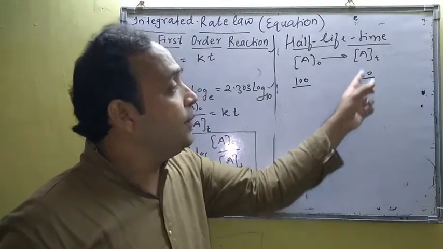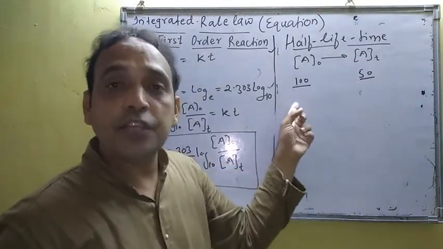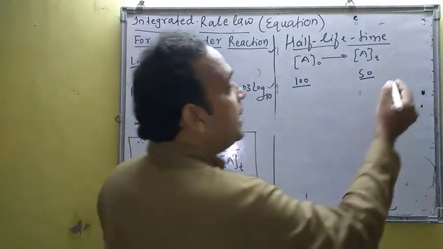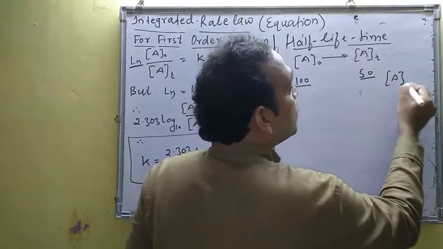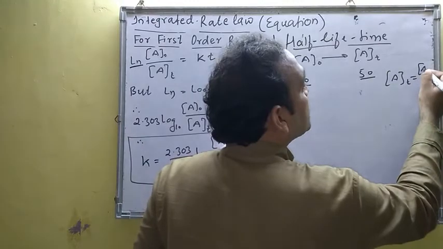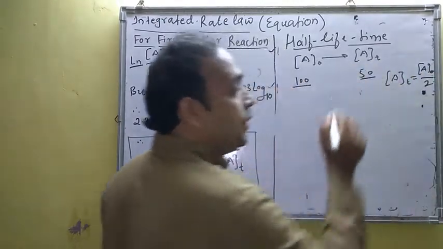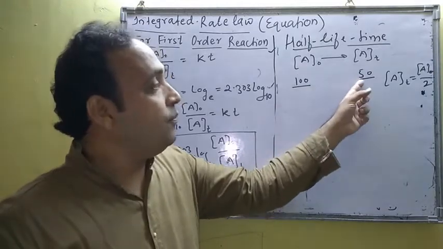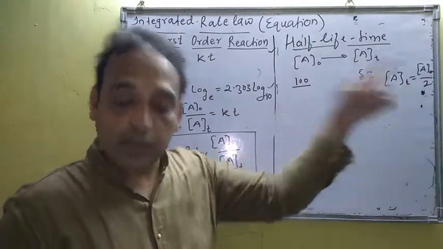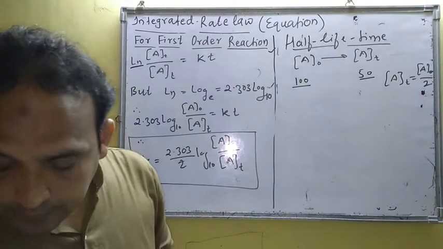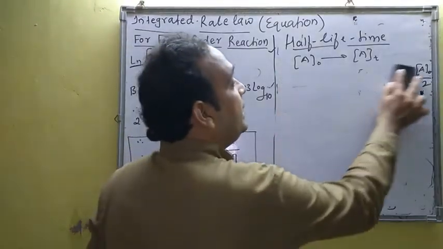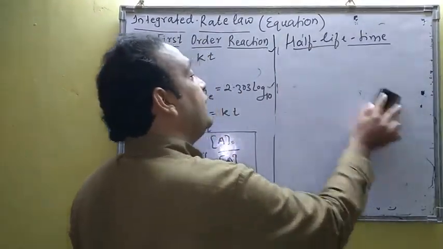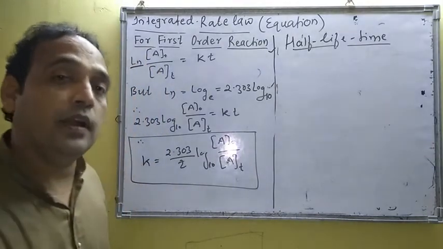How does AT become 50? It is half of the initial. Half of the initial means here we can write concentration of AT is equal to concentration of A0 by 2. A0 is my initial. Okay. Now half means half of the initial. Now based on this concept, we will try to write the integrated half-life period equation for first order reaction.